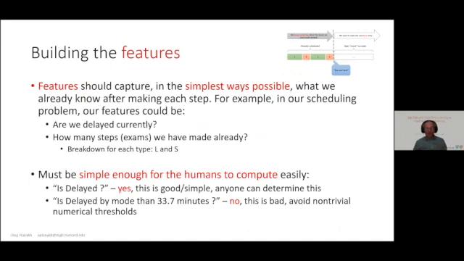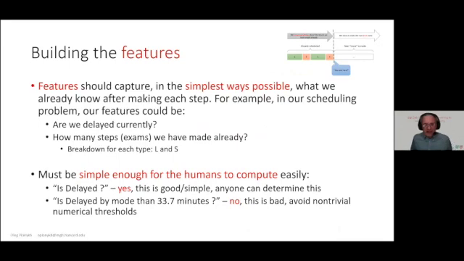Okay, that's where I am right now. I scheduled 4 examinations, so this is probably my feature number 1. My feature number 2 may be, am I delayed after scheduling those 4 or not? That's probably my second feature. How many do I have left to schedule? That's probably my next feature, and so on.